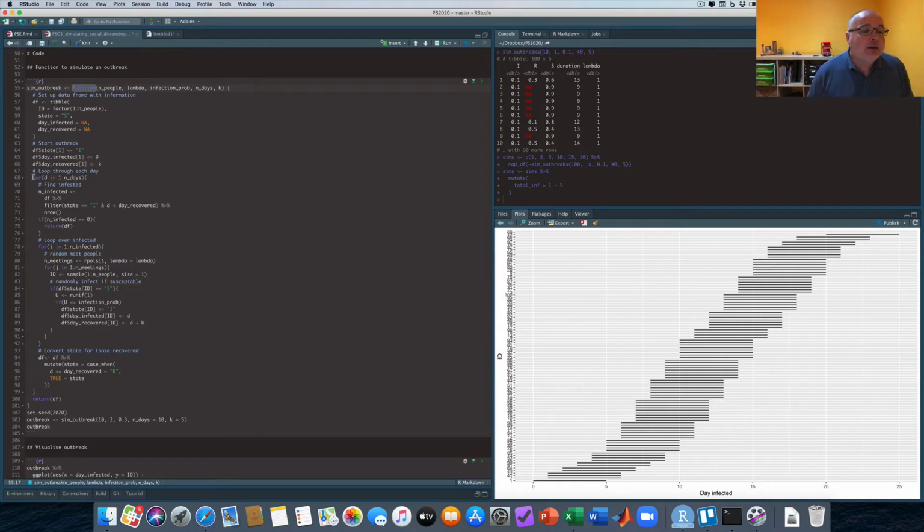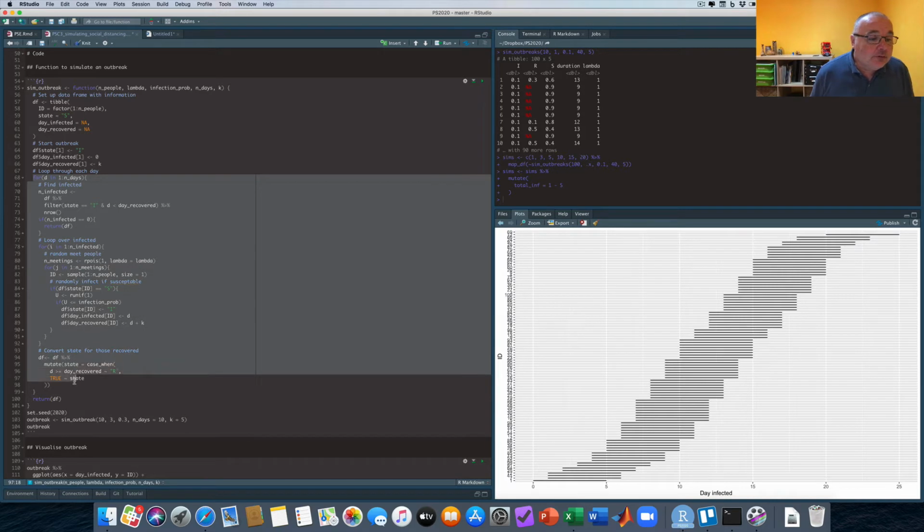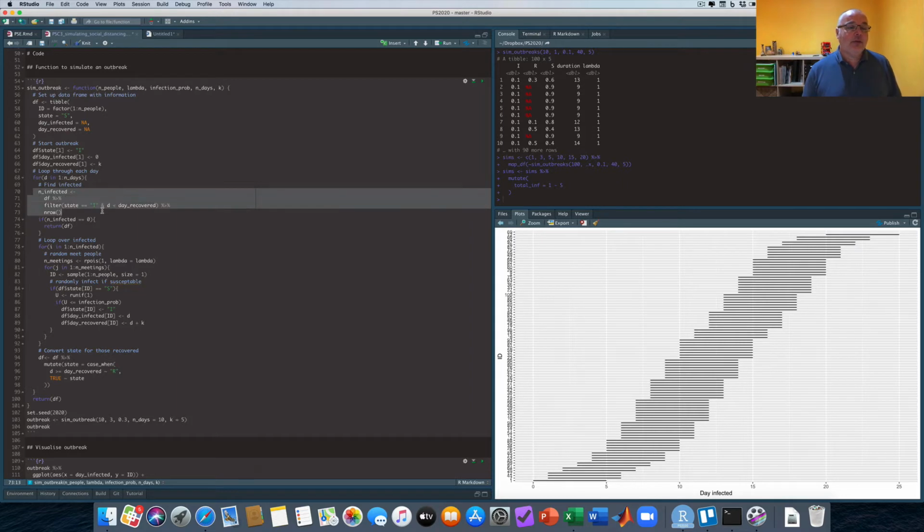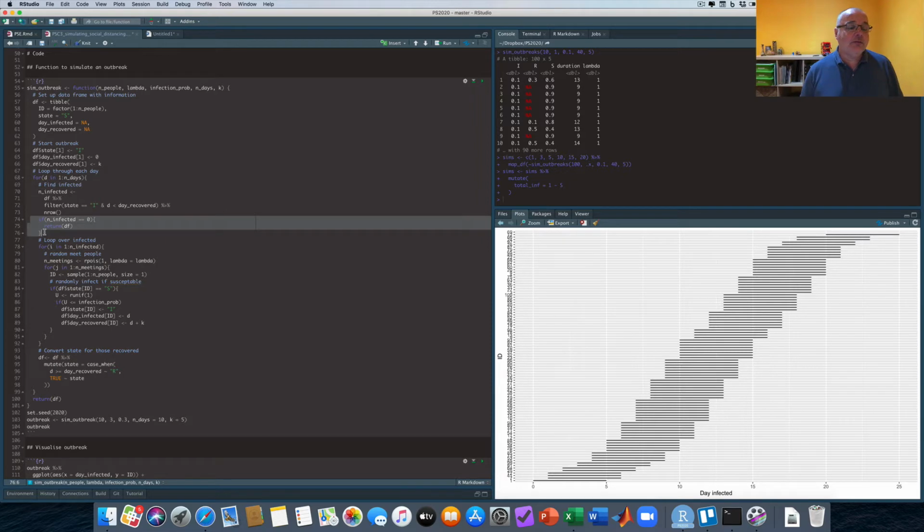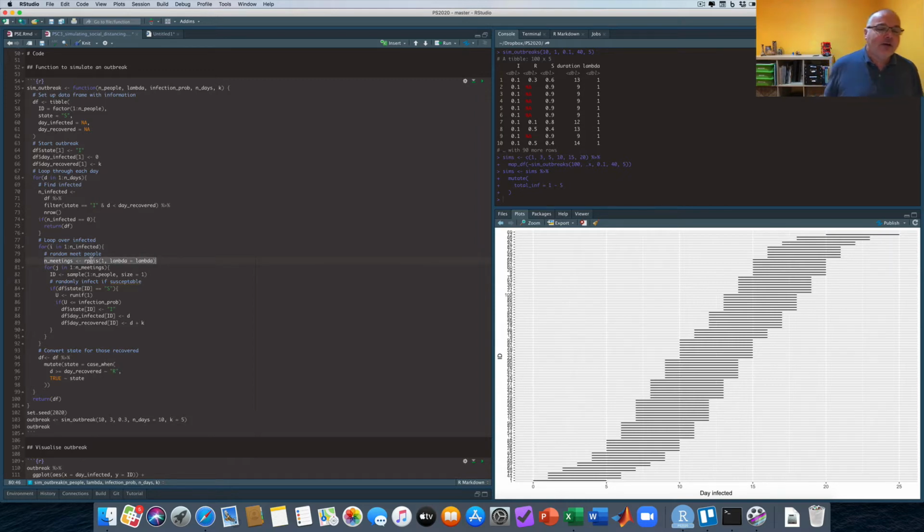Now we have this big loop that goes all the way down to about here, which is for every day. For every day, first of all, I find how many people are infected. If there is no one infected, stop, that's it. Then for each infected person, first of all, they decide how many meetings to have. So here's our first simulation: we randomly choose one number from a Poisson with rate lambda equals lambda. That's the number of meetings they have. For each meeting, they randomly choose people from the population.